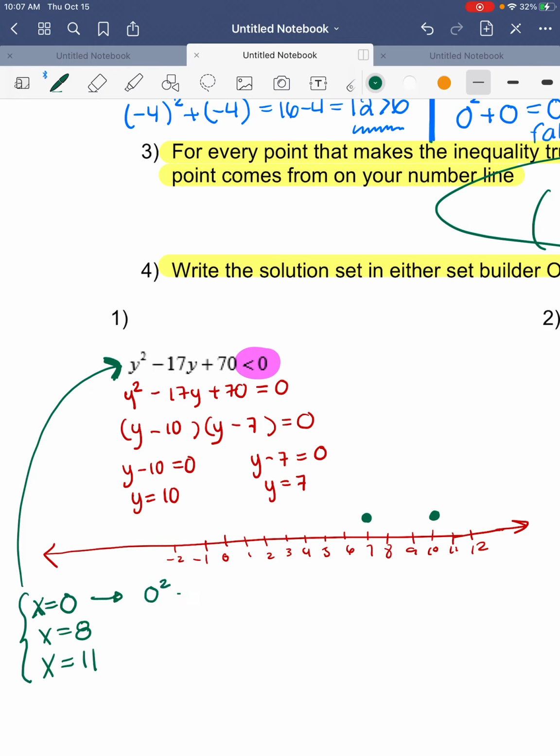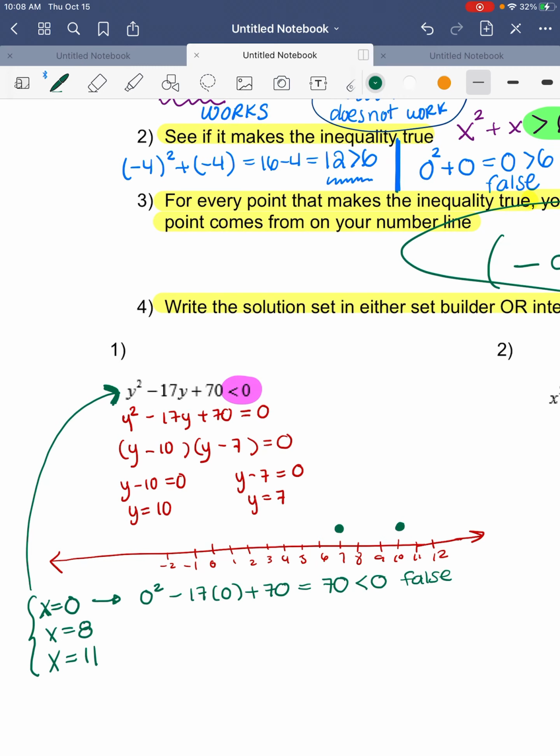So let's put in 0 in the inequality. I'm going to get 0 squared minus 17 times 0 plus 70. Put that in the calculator, guys. You will get 70. But is 70 less than 0? No. 70 is not less than 0, so that is false. So that means that x equals 0 doesn't work.